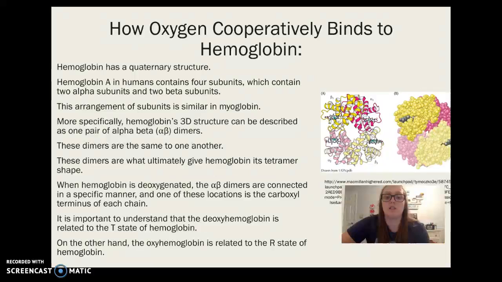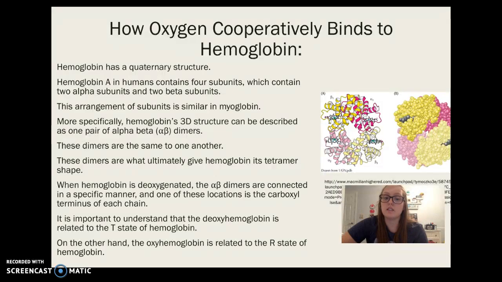When hemoglobin is deoxygenated, the alpha-beta dimers are connected in a specific manner, and one of these locations is the carboxyl terminus of each chain. It is important to understand that deoxyhemoglobin is related to the T state of hemoglobin.